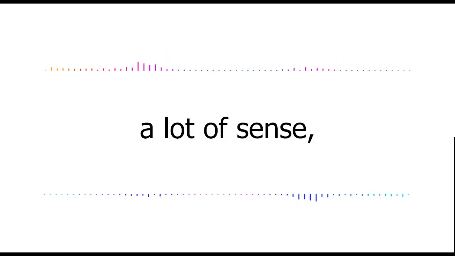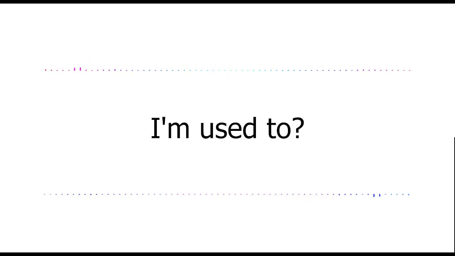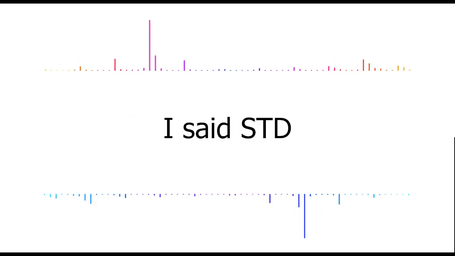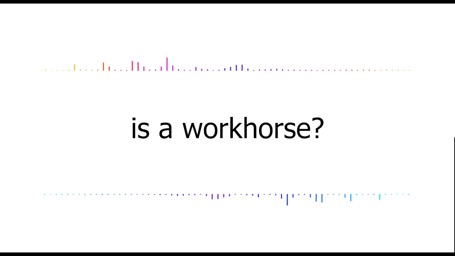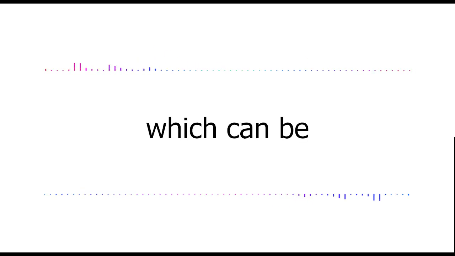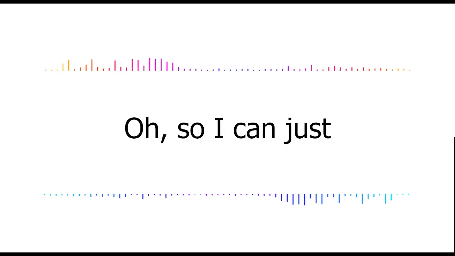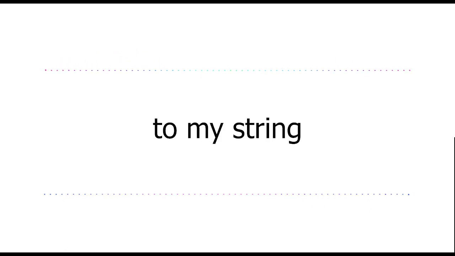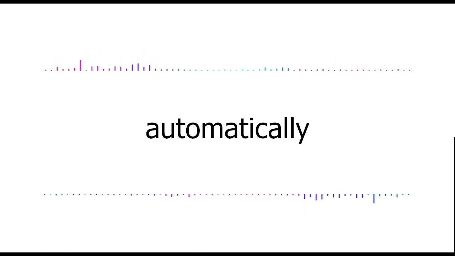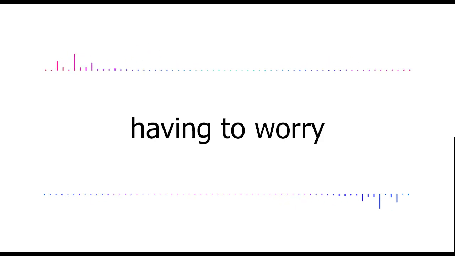This is starting to make a lot of sense, but why would I use these C++ strings over the C-style strings I'm used to? Great question. Remember how I said std::basic_string is a workhorse? Well, that's because it takes care of all the memory management for you. No more manually allocating and deallocating memory, which can be really error-prone and can lead to some nasty bugs. Oh, so I can just add characters to my string, and the std::string object will just automatically adjust its size without me having to worry about anything.